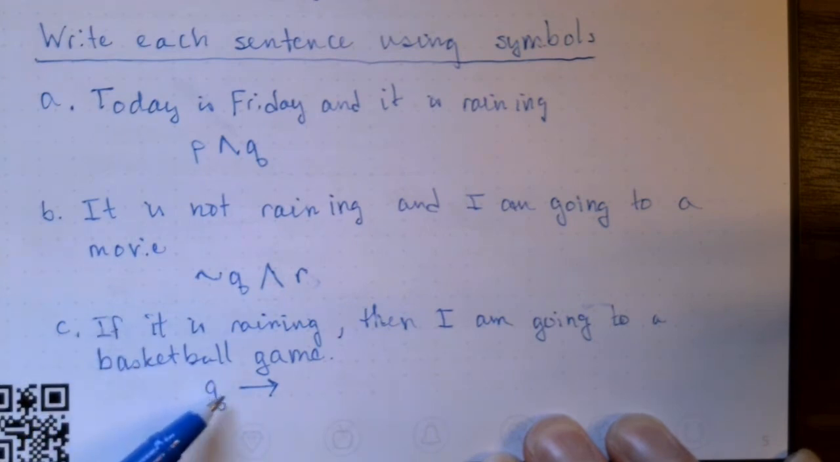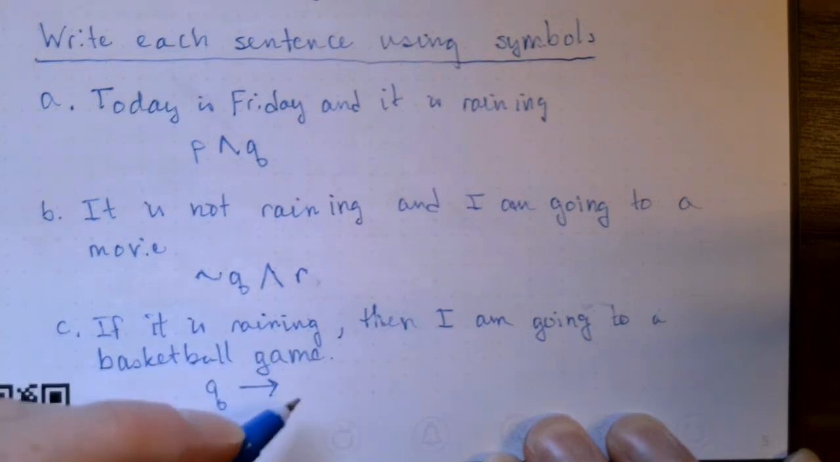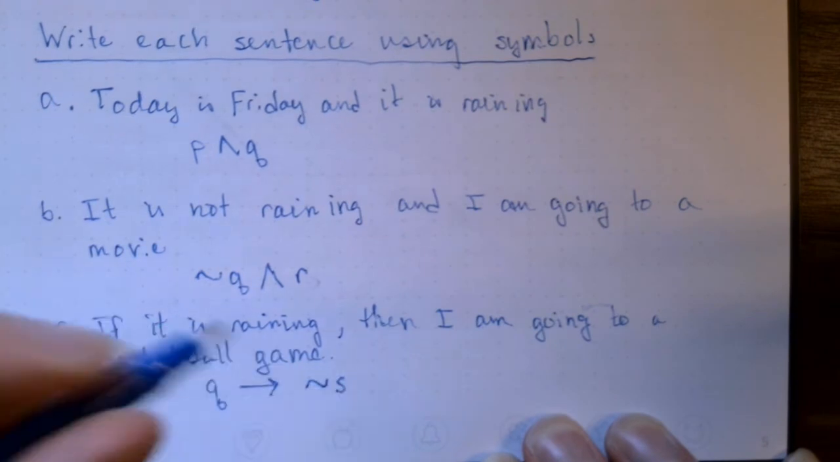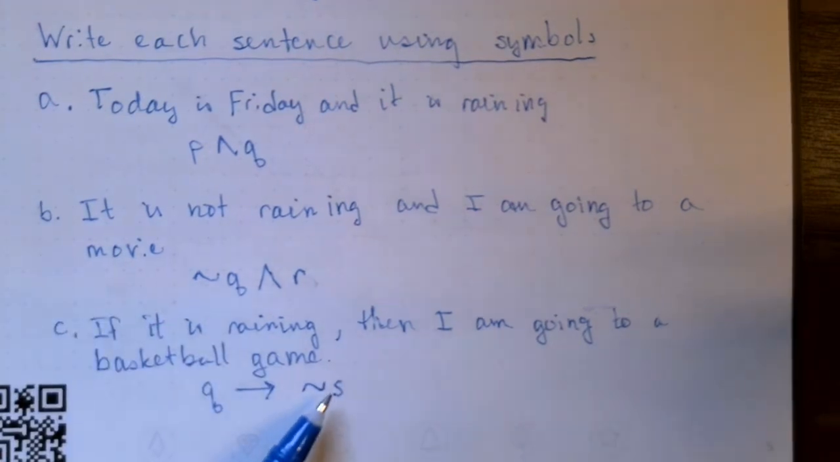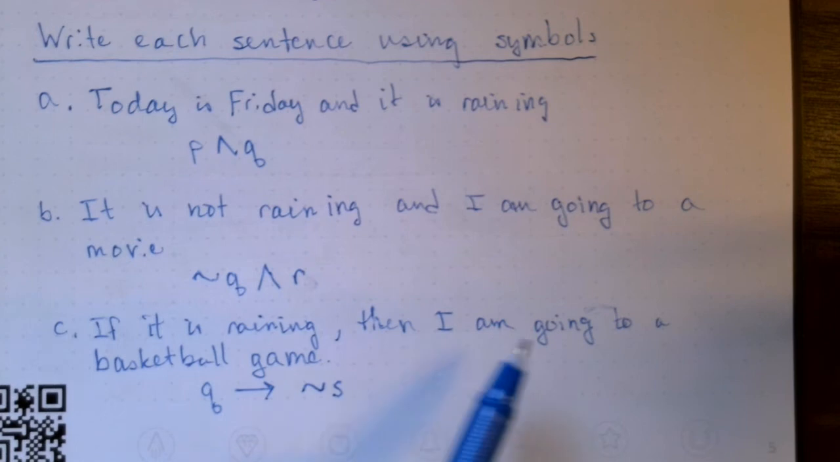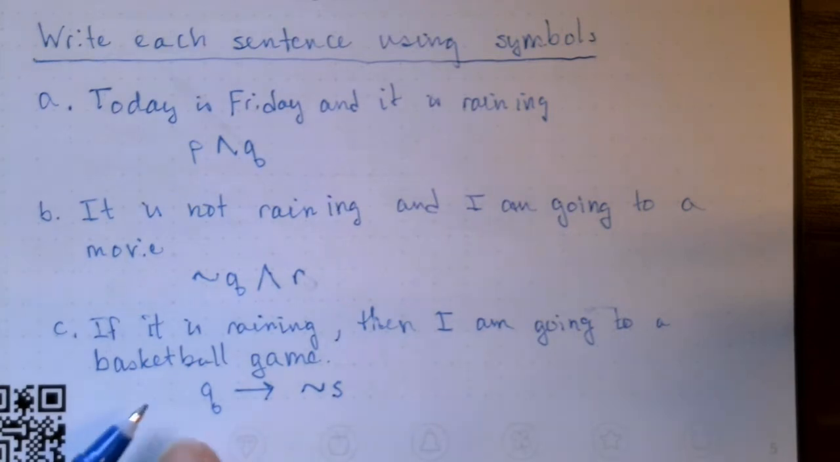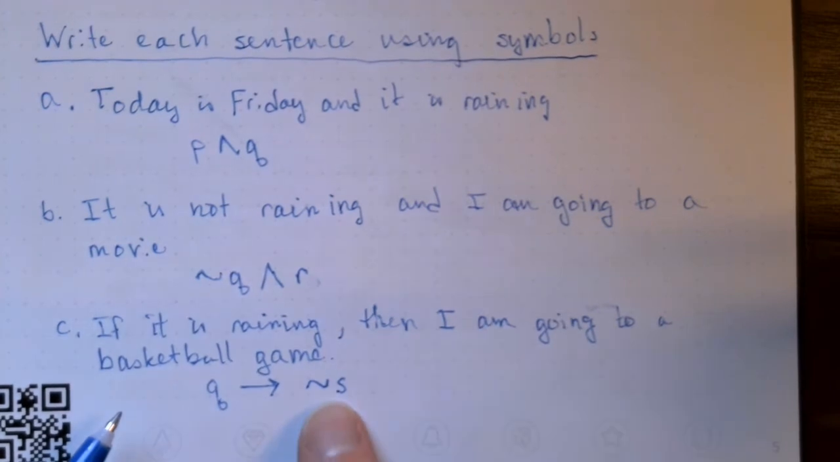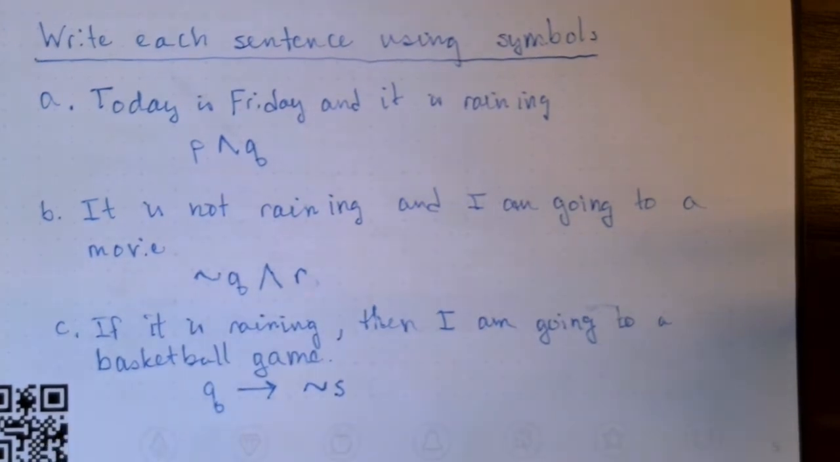So Q implies not S. Okay, remember S was I am not going to a basketball game. This says I am going to a basketball game. So that's the negation of the statement S. So if it is raining, then I am going to a basketball game. Okay, so those are the three statements that we had there written out in symbols.